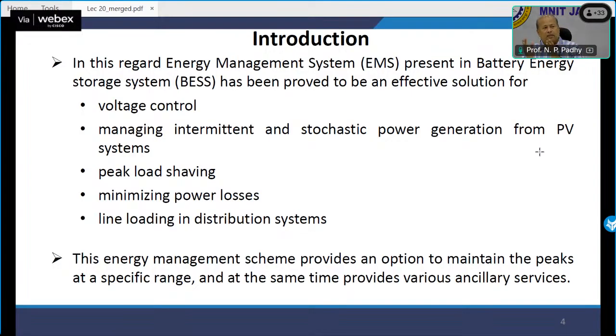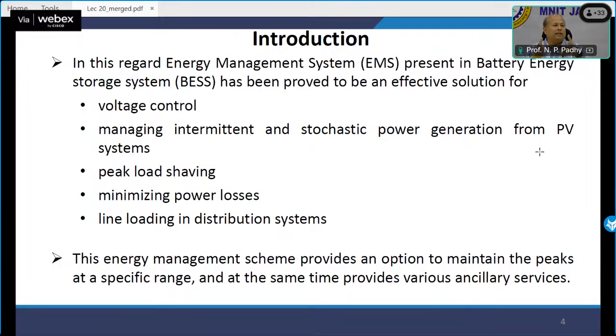We can discharge it during peak, evening, or under voltage situations. Very good. So what is the advantage we'll gain? We'll gain voltage control because of this. Managing intermittent and stochastic power generation from PV. So if you directly connect the load to the PV, then it is very difficult to match. This fellow is oscillating and that fellow is also oscillating, and matching becomes a challenge.